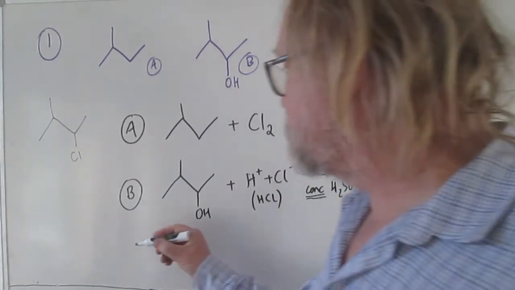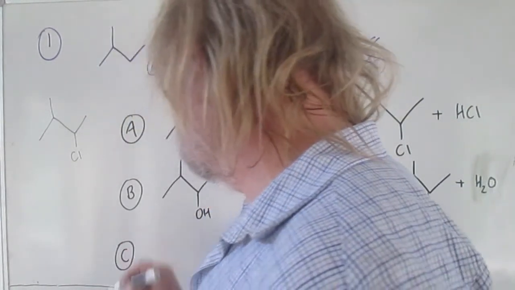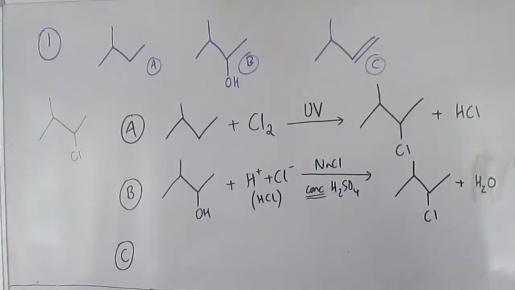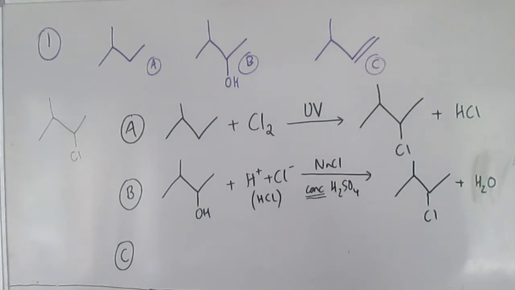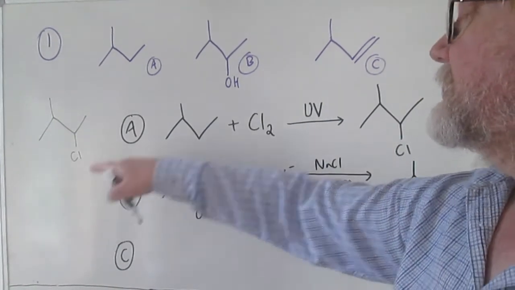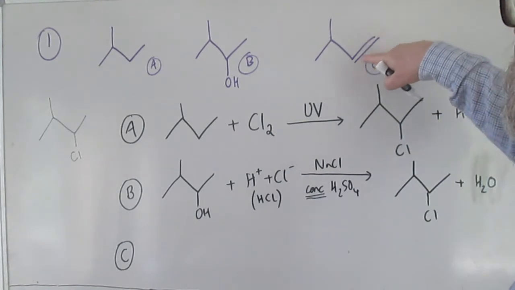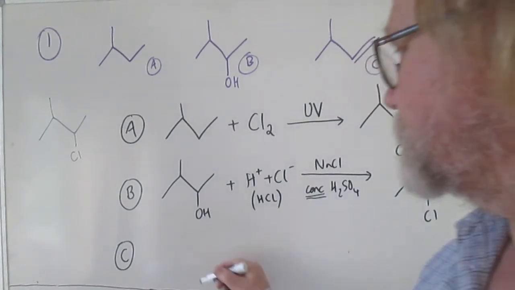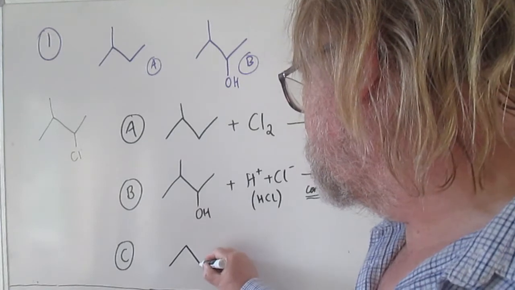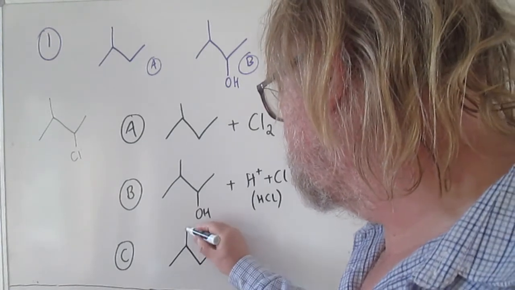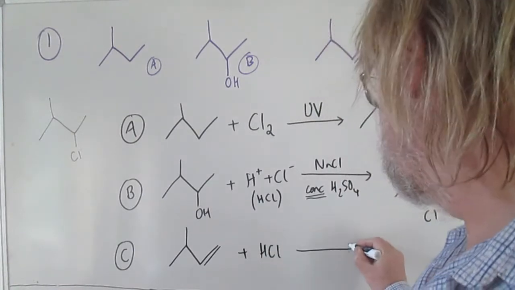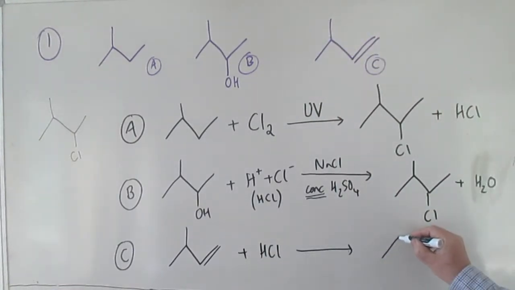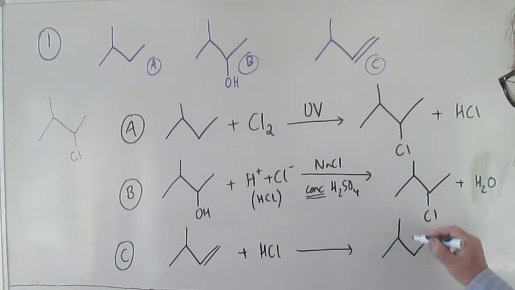Okay, the third one is more straightforward, because that's one of the standard alkene reactions. Remember, alkenes always react by adding things across there, and what you want to do to make this product is to add hydrogen to this end and chlorine to that end. So it's just going to react with HCl. No special conditions this time. So it literally is just react it with HCl and you would get your product.